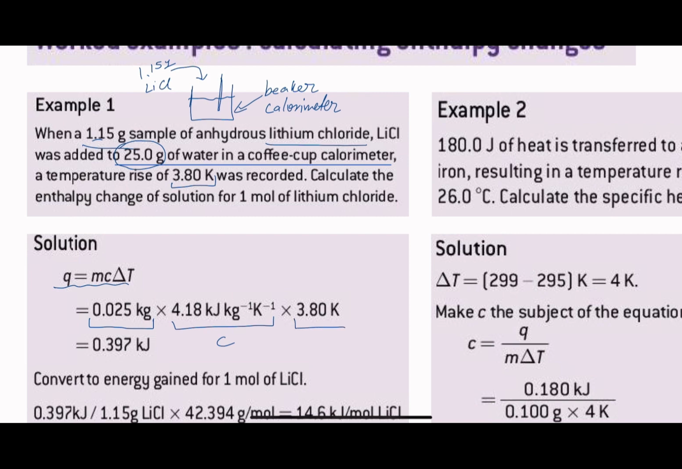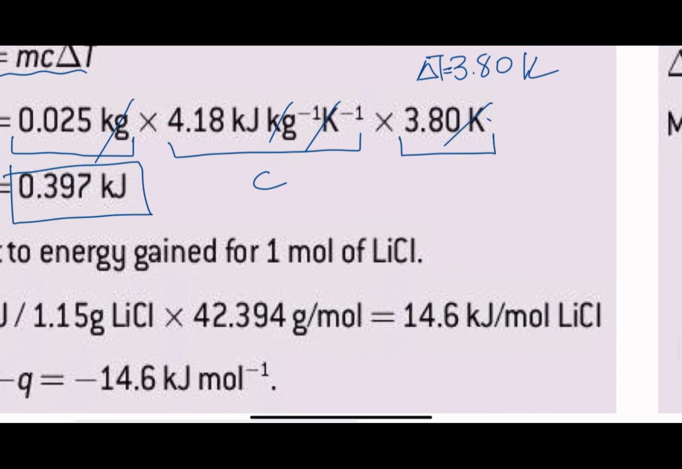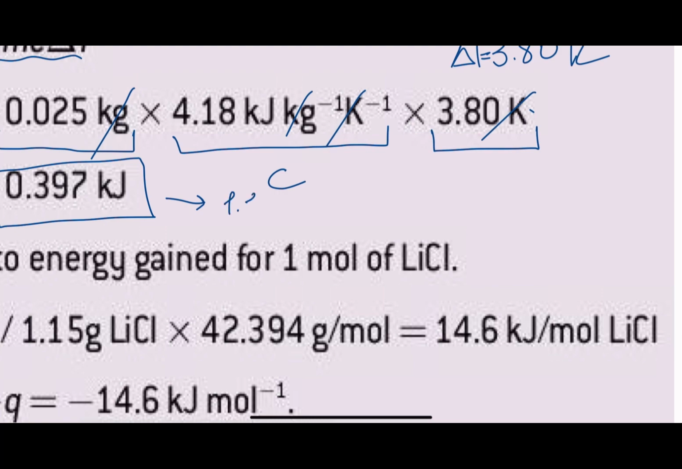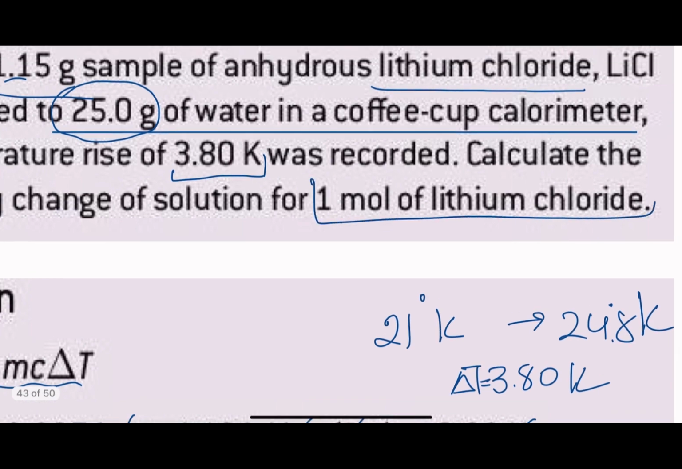And you know that the temperature difference was 3.8, meaning that let's say it went from 21 Kelvin to 24.8 Kelvin. So it went from that to that, okay? And delta T is 3.8 K. So Kelvin cancels Kelvin, kilogram cancels kilogram, and then you multiply everything. This is how many kilojoules you have. But bear in mind that this is released for 1.15 gram of lithium chloride. Now it is asking you for 1 mole of lithium chloride.